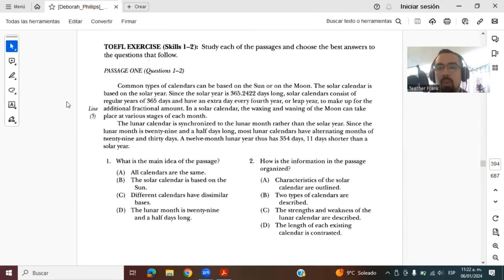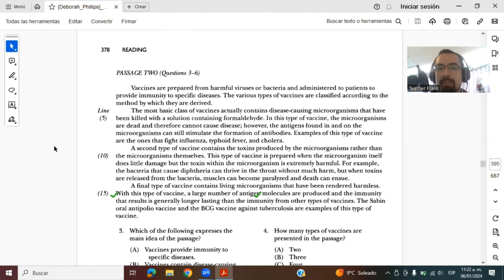Okay, so let's check this one. Number 1 is C. Different calendars have dissimilar bases. And number 2 is B. 2 types of calendars are described. If you notice, it's kind of the same idea, right? It's connected, it's related. Okay, now let's continue to passage 2.